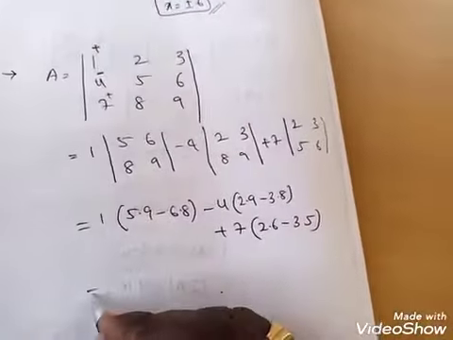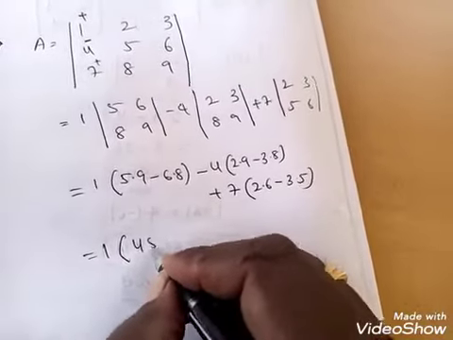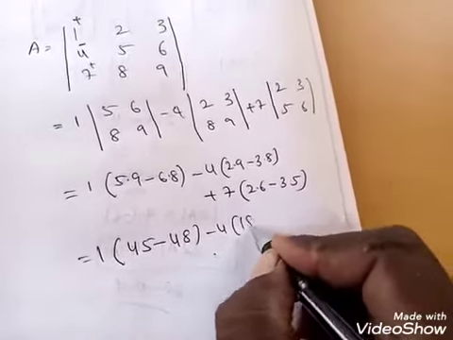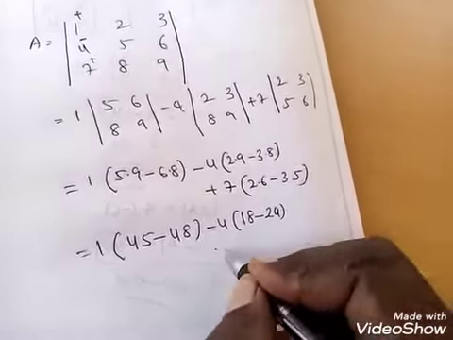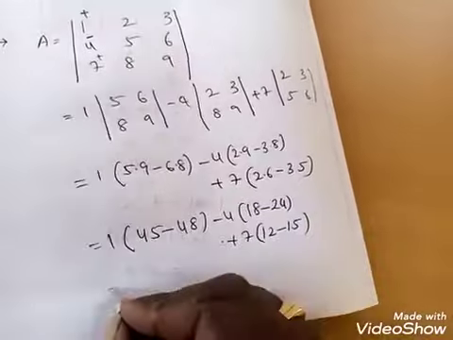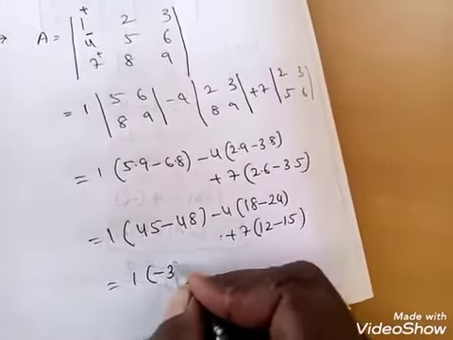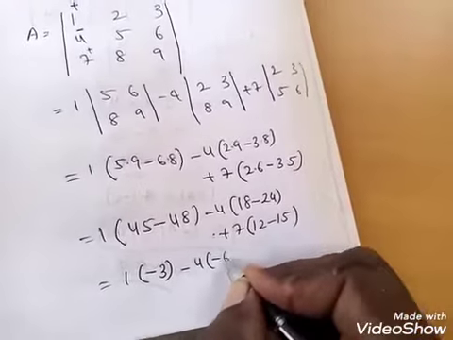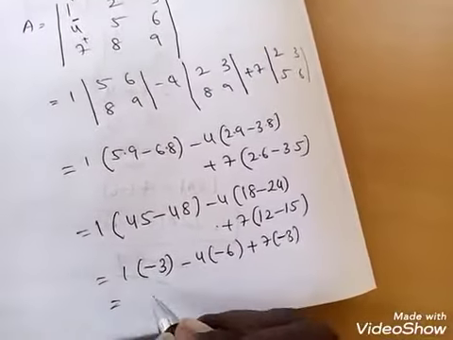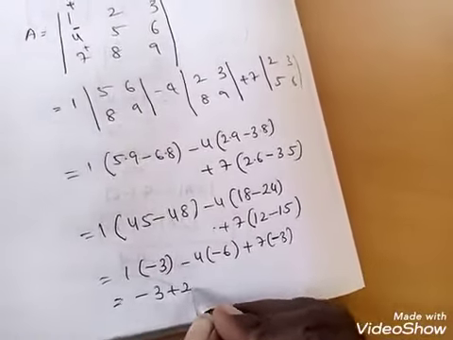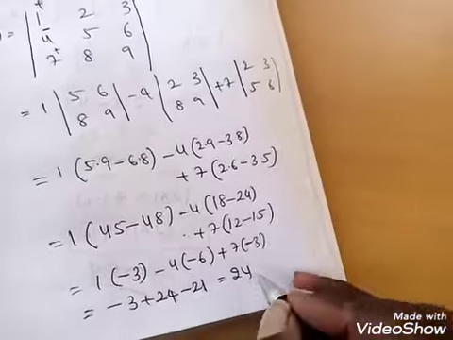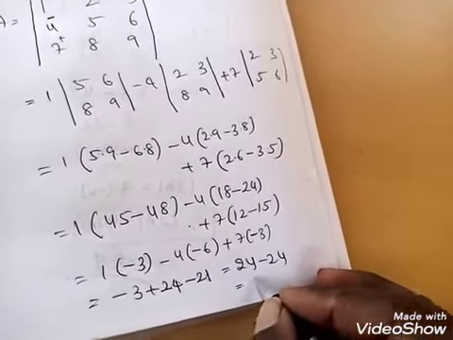Now here what are you going to get? 1 into (5 nines are 45 minus 6 eights are 48) minus 4 into (2 nines are 18 minus 3 eights are 24) plus 7 into (2 sixes are 12 minus 15). Now 1 into minus 3, minus 4 into minus 6, and plus 7 into minus 3. This is minus 3 plus 24 minus 21, that is nothing but 24 minus 3 minus 21, minus 24. Then the answer you are going to get is 0.